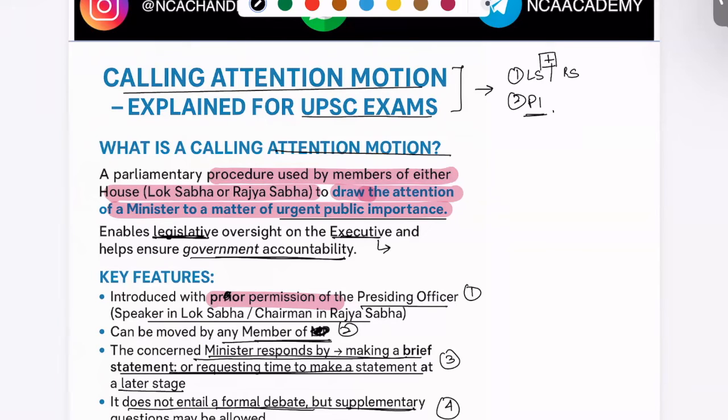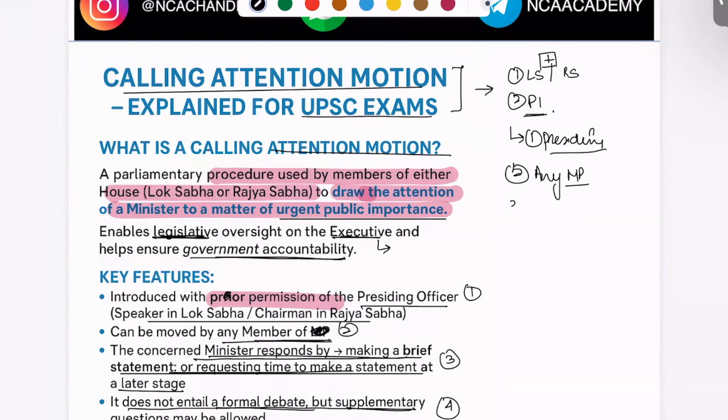Is it clear? So what is it for? Public interest. It can be introduced both in Lok Sabha and Rajya Sabha. So what do we need to do? इसको start करेंगे तो हम पहले presiding officer से पूछेंगे, सर मेरे को ये motion लेके आना है. I give my notice to him. I can be any MP, either from ruling party or opposition, to bring this statement.